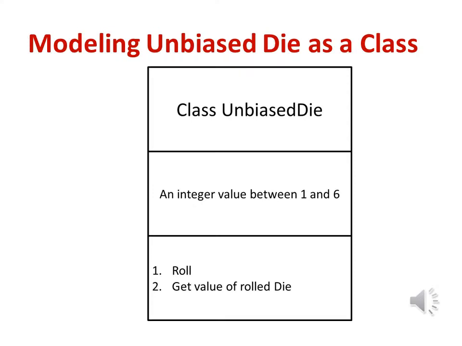In object-oriented programming, modeling a class is one crucial step. In this case, we need to model the unbiased die as a class. A class can be represented as a three-compartment rectangle as shown here. The first compartment has the name of the class. The middle compartment represents the attributes of the class die. Here, it's a value rolled on the die, which is an integer between 1 and 6. The last compartment represents the methods of the class that would give rise to its behavior. In the case of die, the methods are to roll the die and get the value of the rolled die.